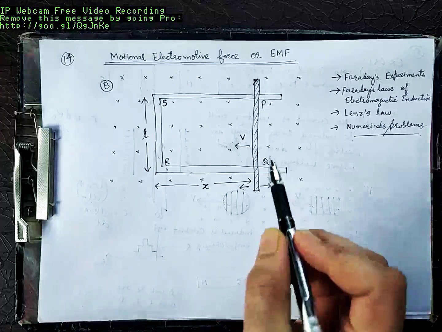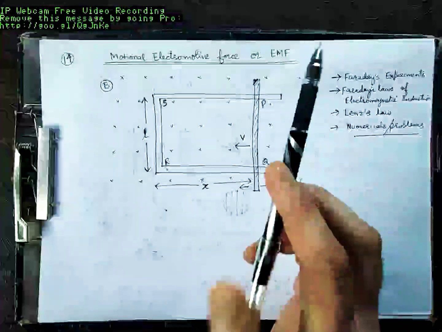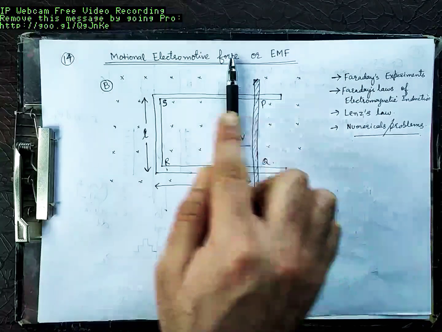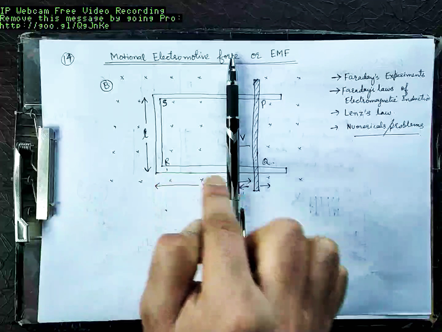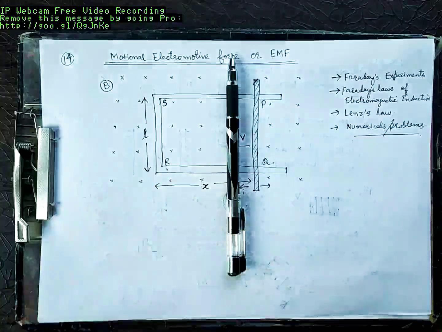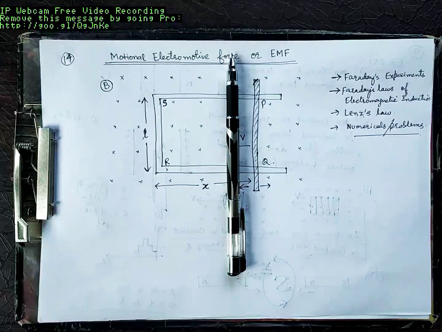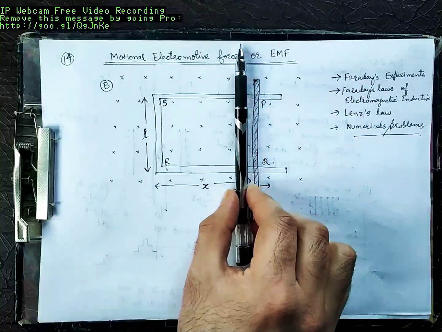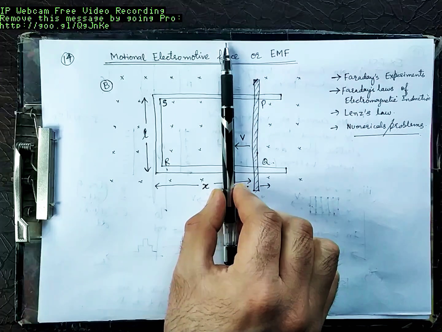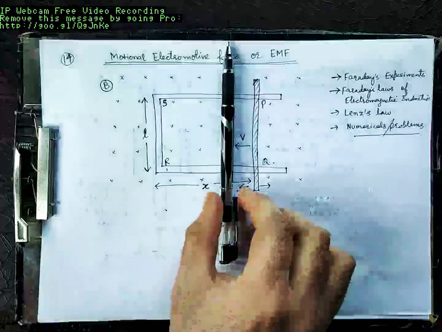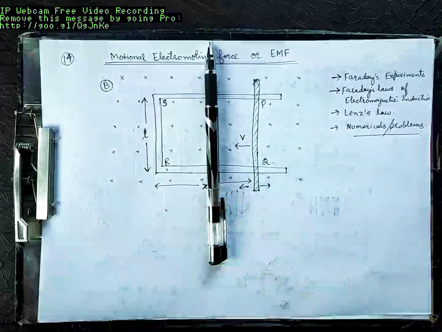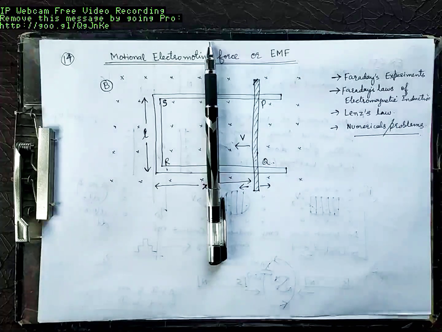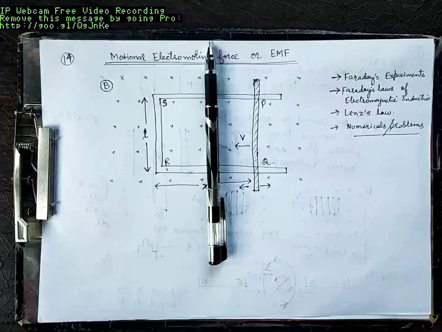So when we move this arm PQ towards left, does the area of the loop remain same, decrease, or increase? The area of the loop decreases. As the area of the loop decreases, what will happen to the flux through the loop? Does it remain same or change? Flux through the loop changes. In fact, flux through the loop decreases.